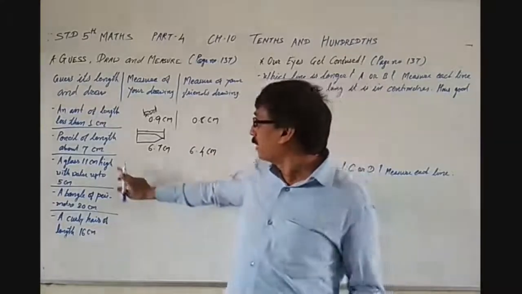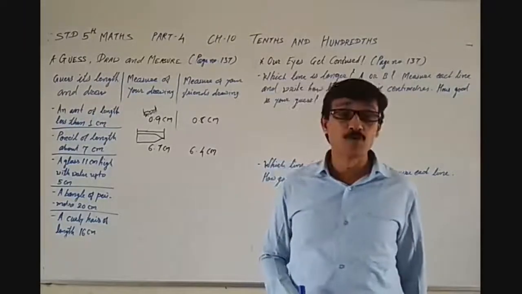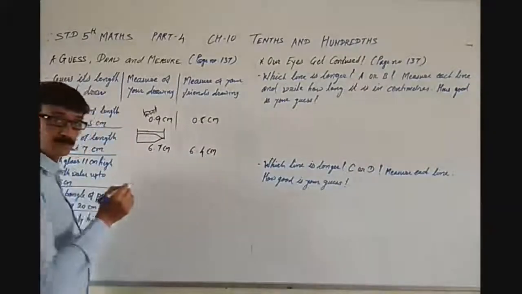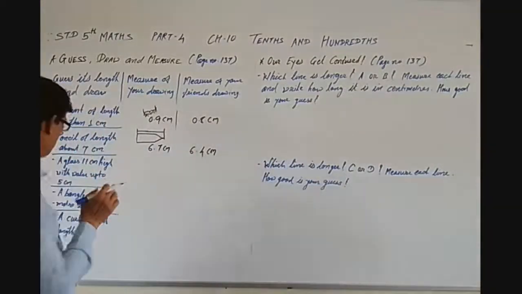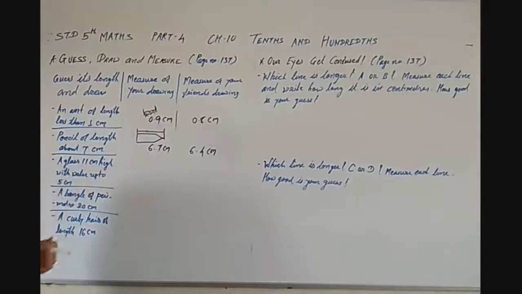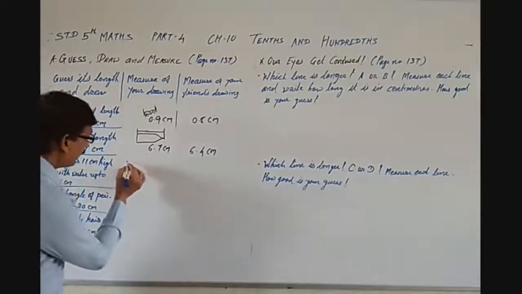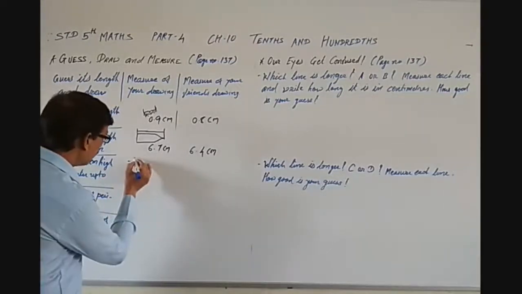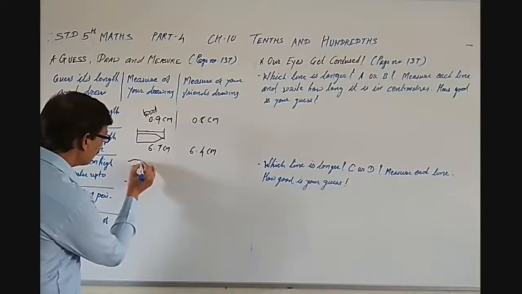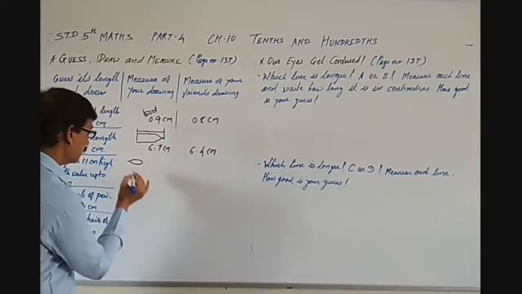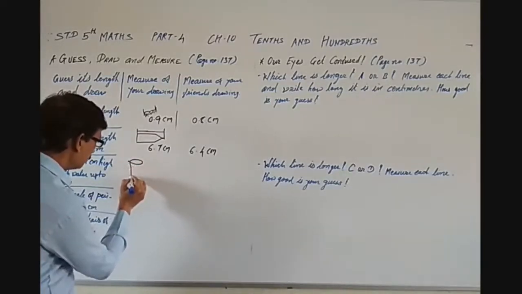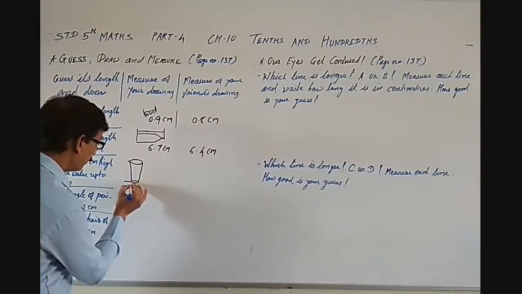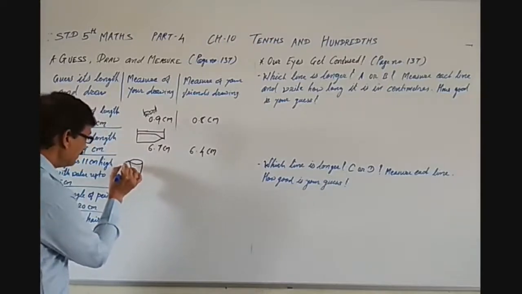Let's go for a glass with water up to 5 centimeter. So first of all, draw a glass. Okay. First of all, guess. You want that glass of 11 centimeter. So first of all, guess by this much must be 11 centimeter. Then draw that glass, and suppose it is up to here. Okay. And measure this length.